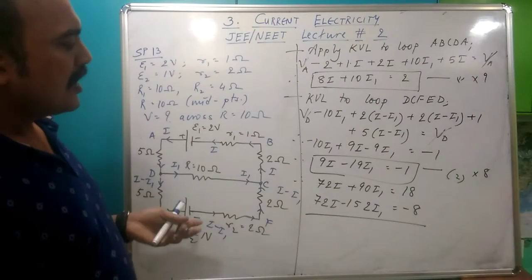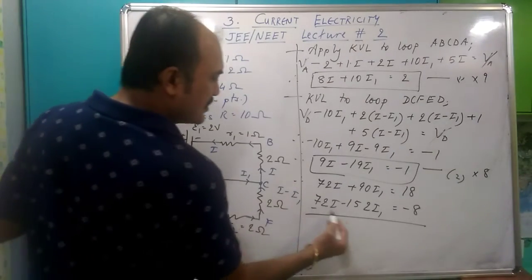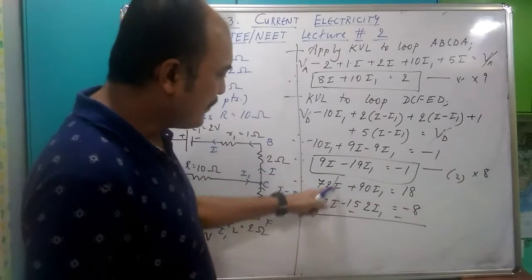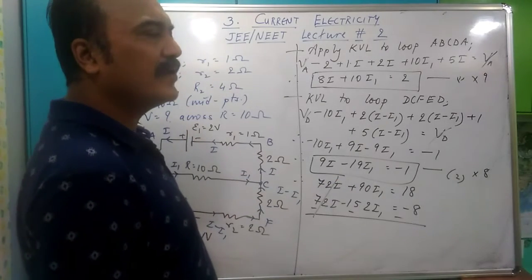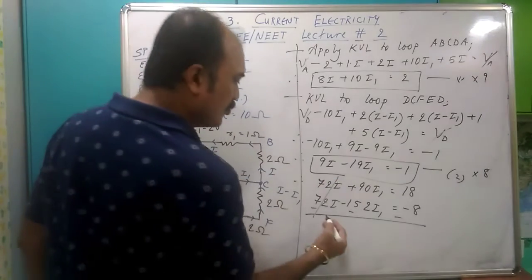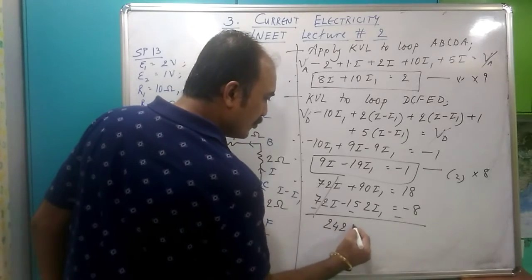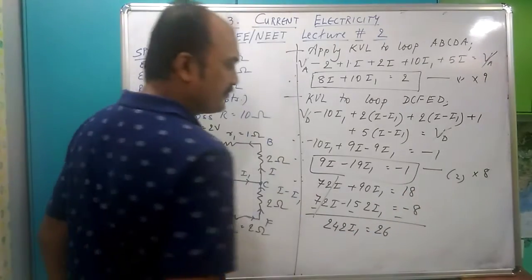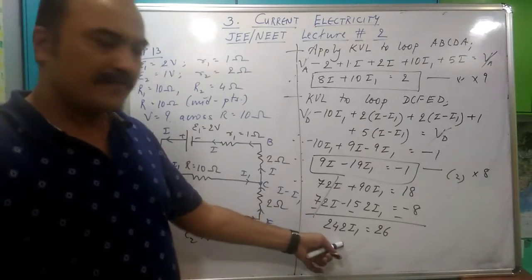Now, we'll take the minus sign all the way. This is gone. And 90 minus 152, that's 152 plus 90, that's 242. So 242 I1 is 18 minus 8. That's 26. So I've got I1.